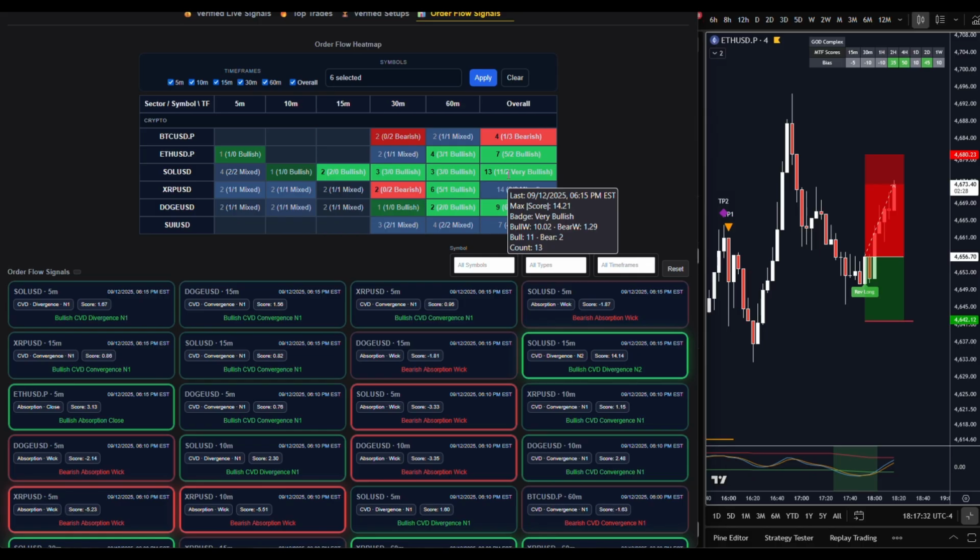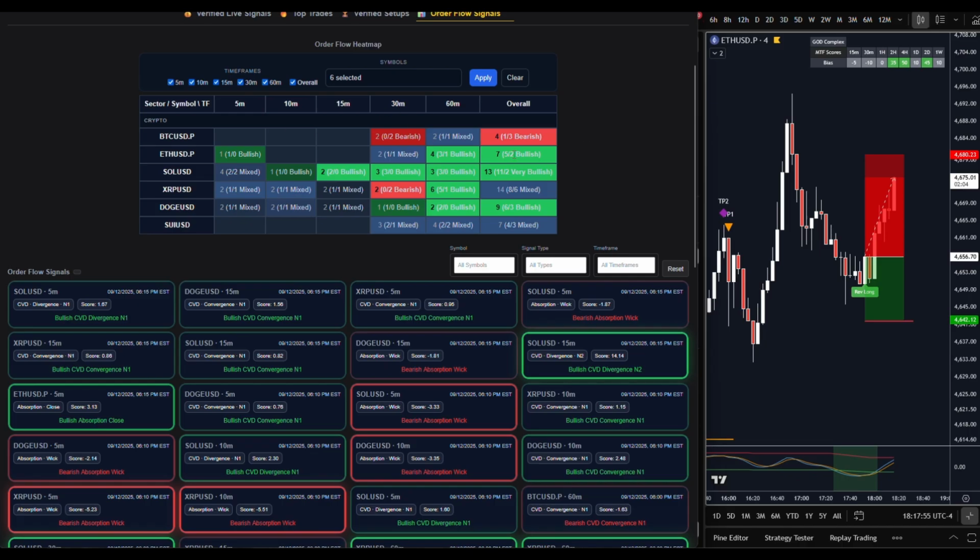So that's the max score. Then you have the badge, very bullish, we discussed. Bull and bear is going to be the score of each side. So bullish W is 10, bear W 1.2. That's why that goes into the calculation for why this is very bullish. You have the bull and bear count and the total count.